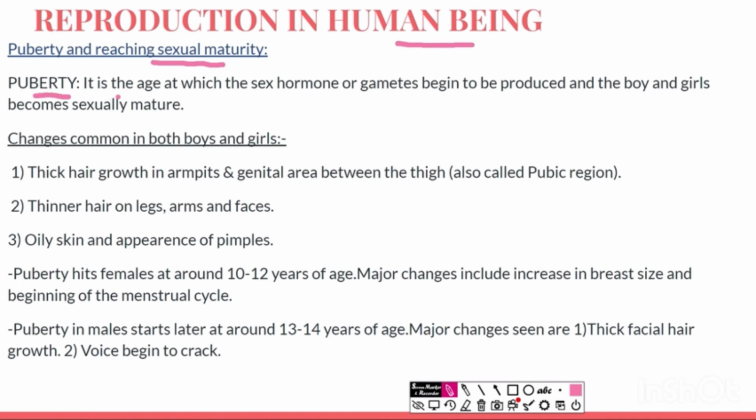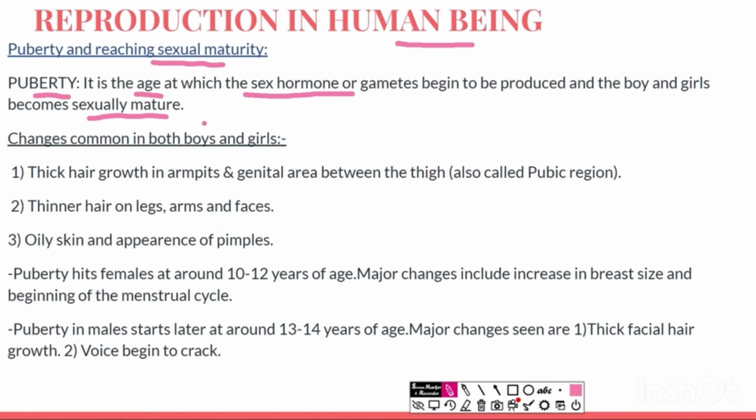Puberty and adolescence. This is the age when the sex hormones and the gametes begin to be produced in boys and girls, and they become sexually mature. Earlier they were children, now they are in the process of becoming adults. How do they become sexually mature? The sexual reproductive organs start developing, and the reproductive organs start producing the gametes and the sex hormones. What is the function of these sex hormones? Firstly, testosterone and estrogen are the two sex hormones produced in human beings.